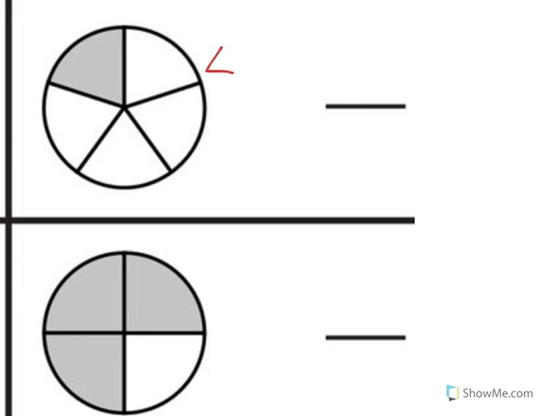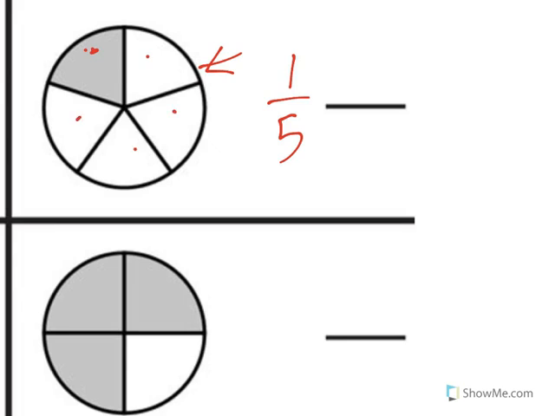If we look at this first fraction here, let's try to figure out the fraction that we see in the picture. That's correct. We see 1/5 because one piece is colored in out of 1, 2, 3, 4, 5 pieces, so 1/5.